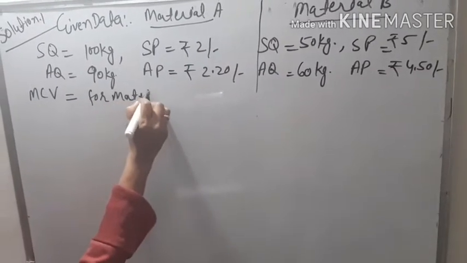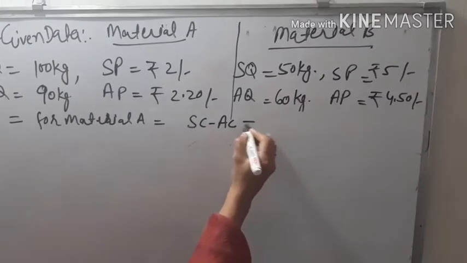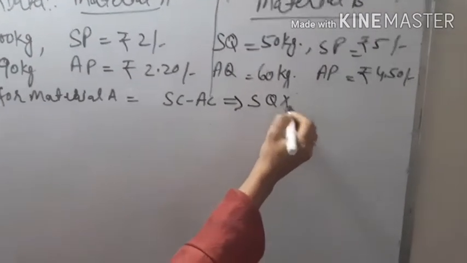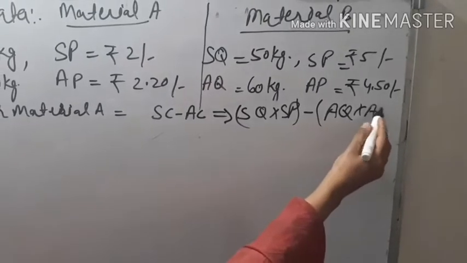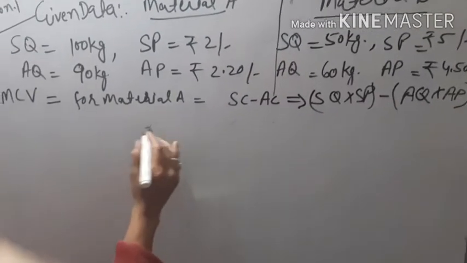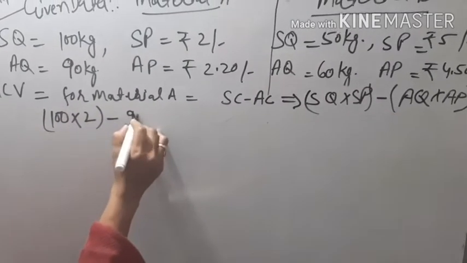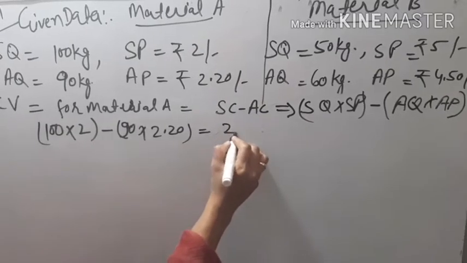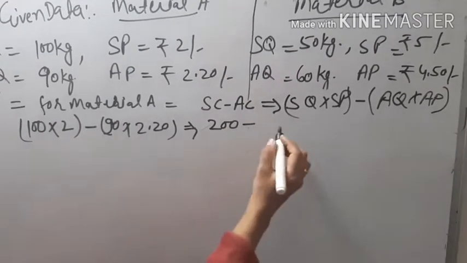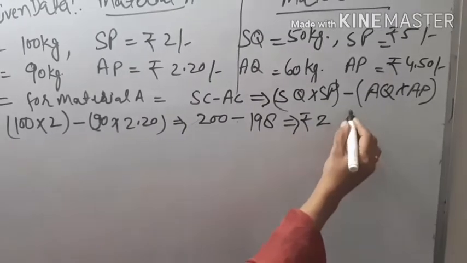First we will calculate for material A. For material A, material cost variance is standard cost minus actual cost, where standard cost is standard quantity multiplied by standard price minus actual quantity multiplied by actual price. Now we will put the values for material A: standard quantity 100 kg and standard price rupees 2 minus actual quantity 90, actual price 2.20. Now we will solve this. 200 minus 198. So this answer is 2 in favorable terms.